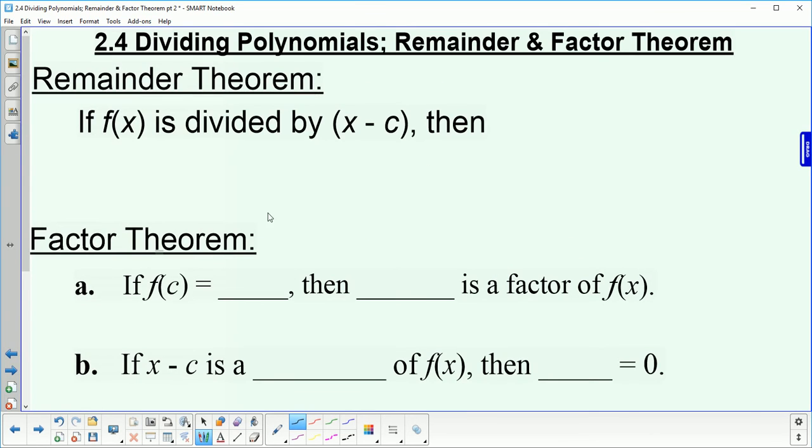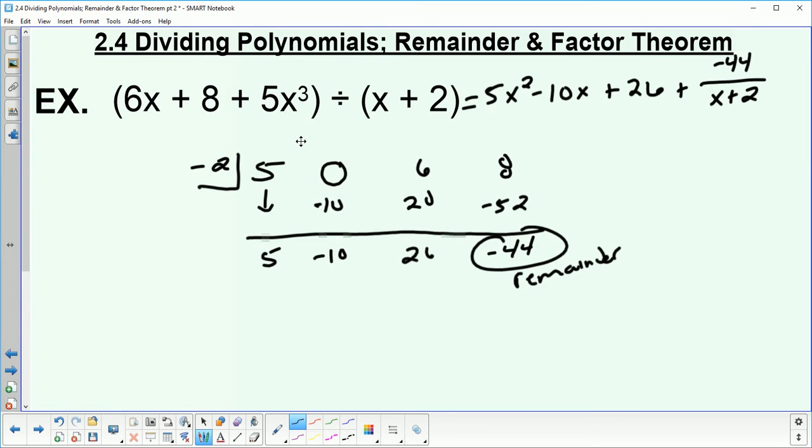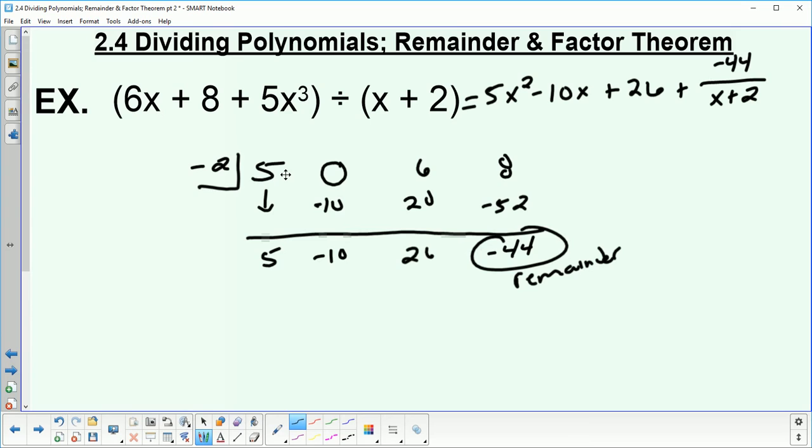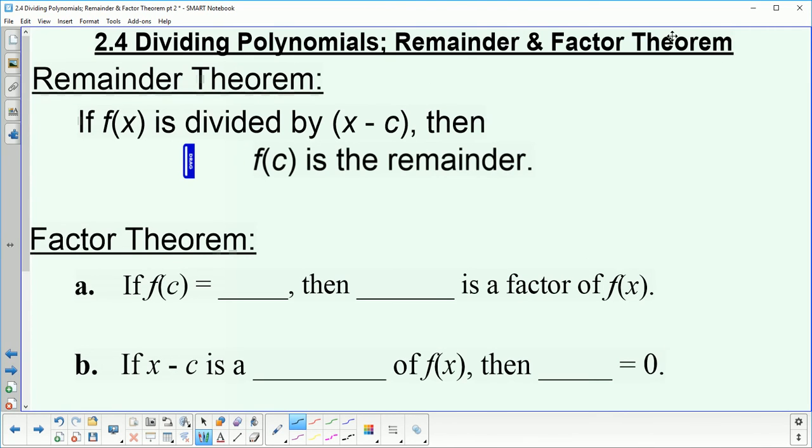Now, the remainder theorem tells us that if f of x is divided by x minus c, like we just looked at, then f of c is going to be the remainder. So if we just take c and plug it in, that's what our remainder would be. Since c is negative 2, if we plugged negative 2 into the original polynomial, and you can check it on your own, we would get negative 44 out. So that's what the remainder theorem says.